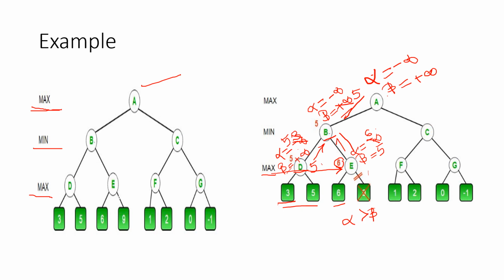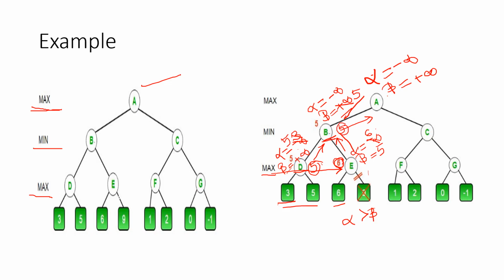So at node B, it will compare 5 and 6. 5 is the minimax value of D and 6 is the minimax value of E. B is a min node, so it will choose the minimum value. So it will choose 5. It will choose 5 only. Then this 5 is going upwards. The minimax value is 5 and 5 is going upwards.